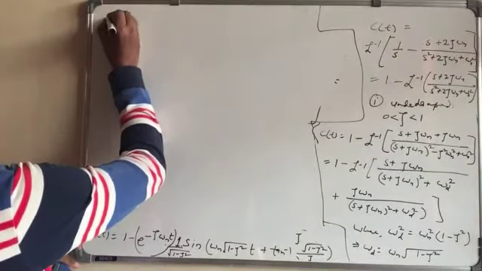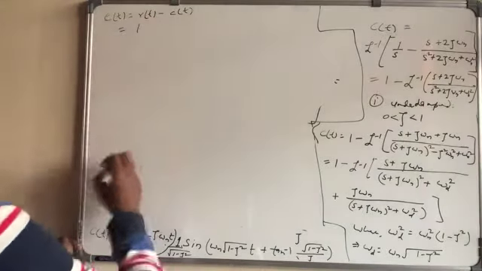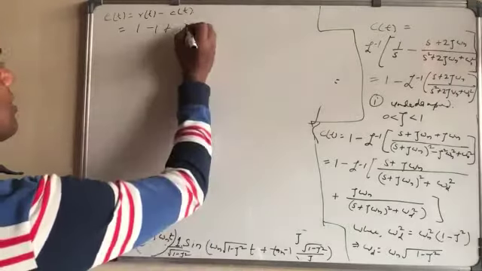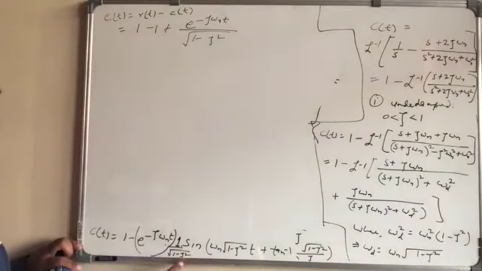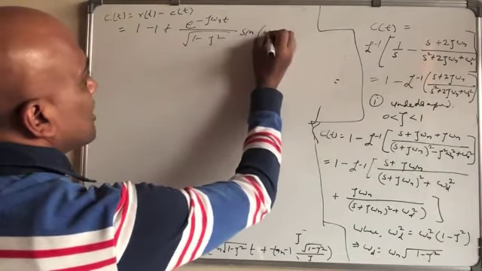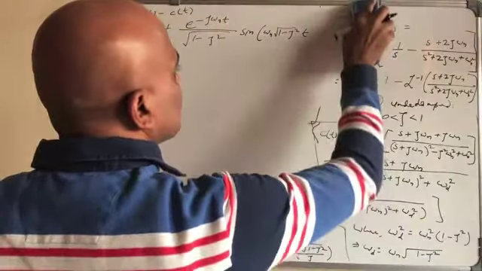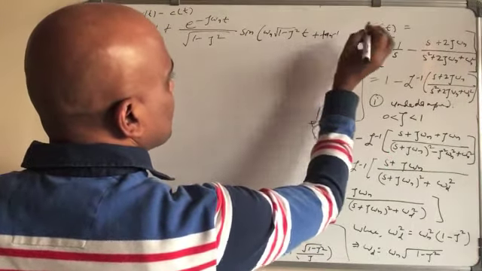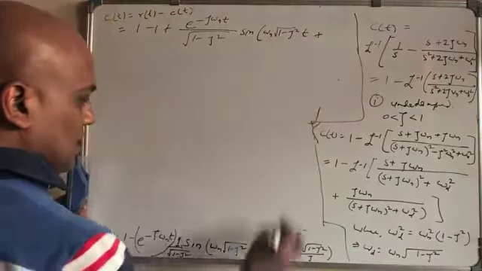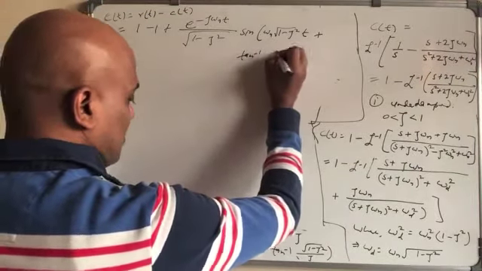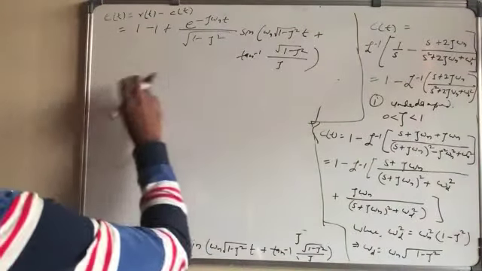Now the error we have to find out. So E(t) equal to R(t) minus C(t), and R(t) was 1, minus 1 plus e to the power minus zeta omega n t over root 1 minus zeta square, and you have sine of omega n root 1 minus zeta square t plus tan inverse of root 1 minus zeta square over zeta, like this. So 1 cancels out, so this is the error.